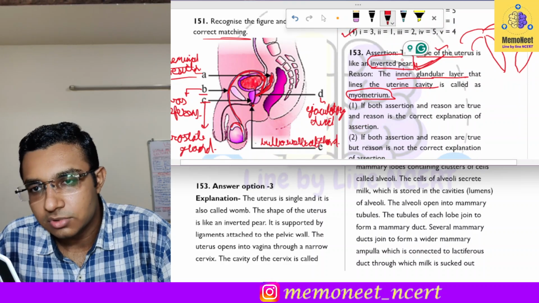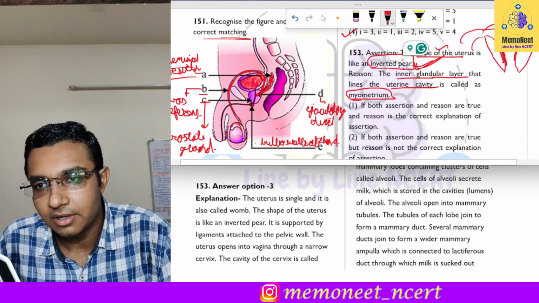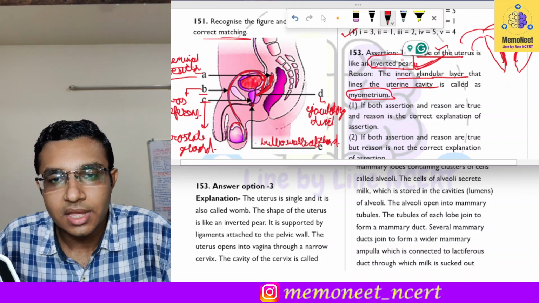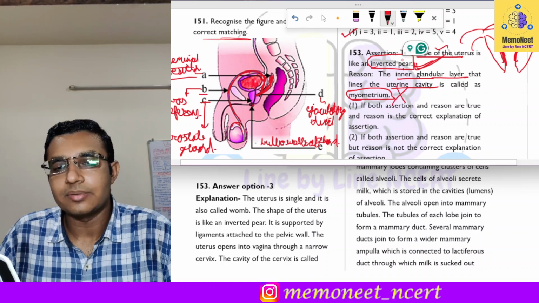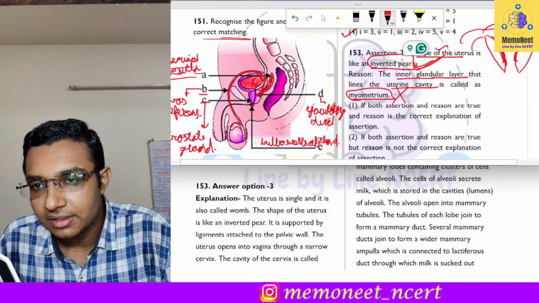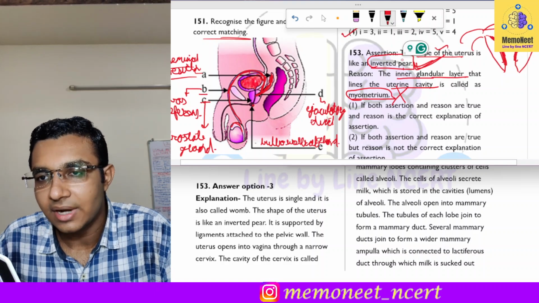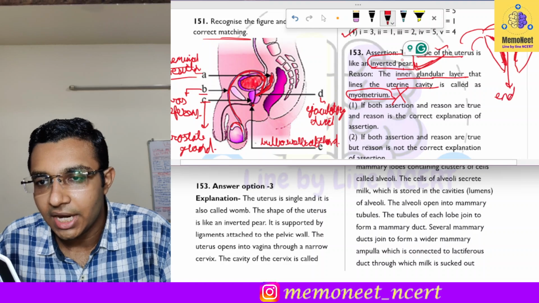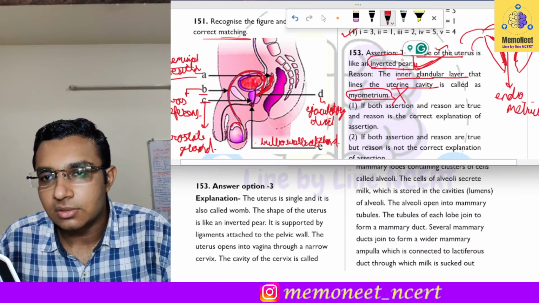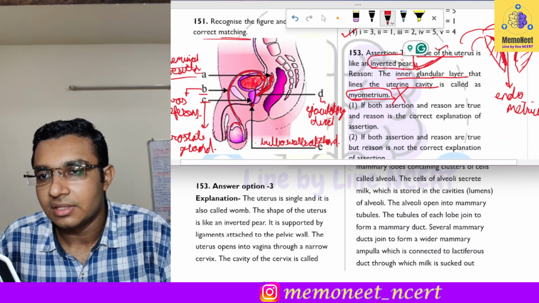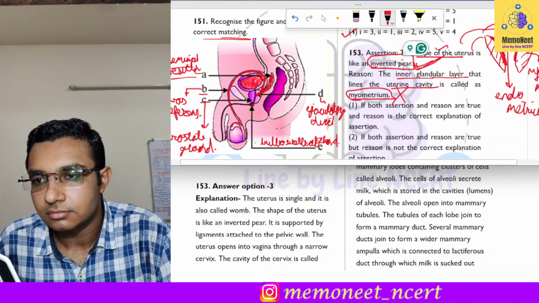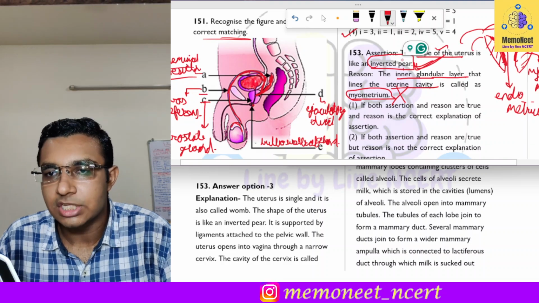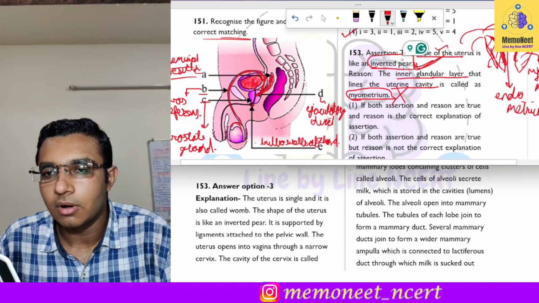So the innermost layer, which is glandular, which is labeled like this in the uterus, is called the myometrium. So is this reason correct? No, this reason is absolutely incorrect, because this inner layer which is being talked about in the reason is known as the endometrium. Endometrium. And the muscular layer which is present over here is called the myometrium, and the outer layer which is present outside the muscular layer is called the perimetrium.